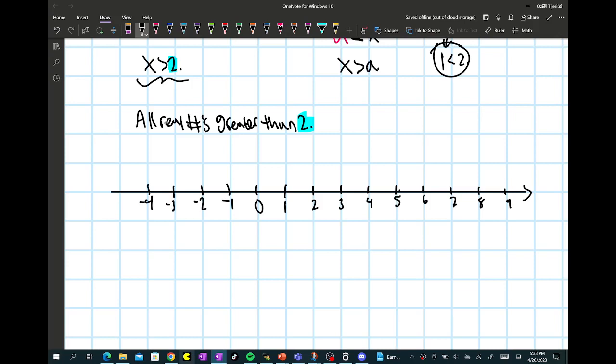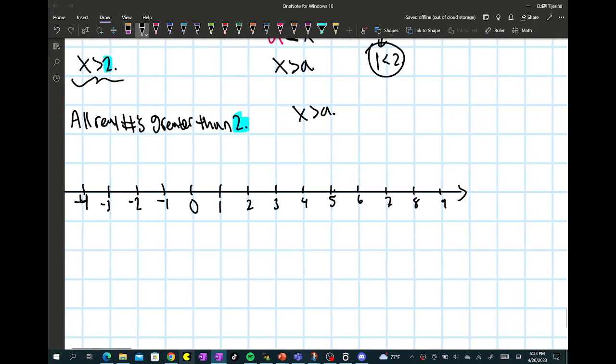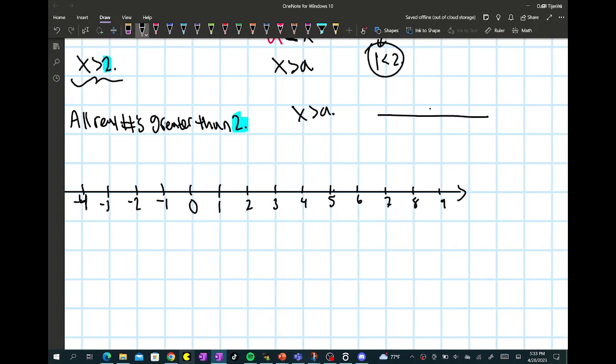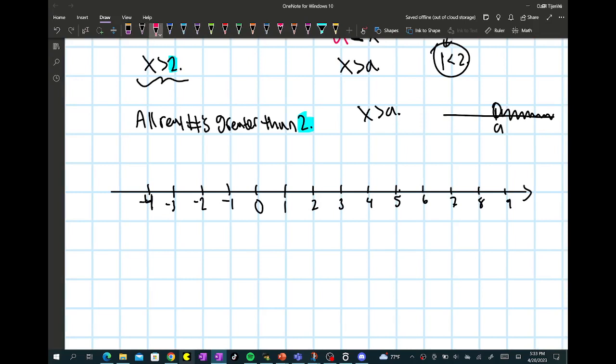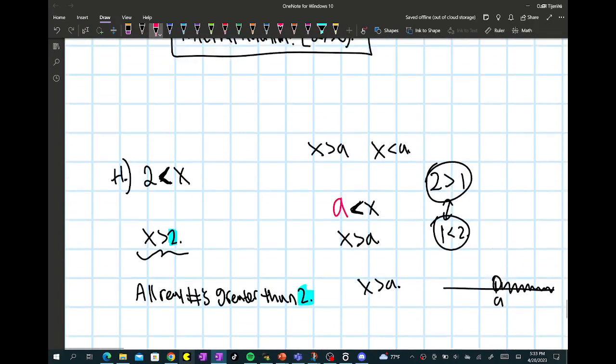Now, all right, it's greater than 2. Again, when x is greater than a, I'm going to show you guys really quick. Here's a, and we put an open dot here and shade to the right. Now this is x is greater than 2. So what that means is I'm going to do an open circle at 2, and I'm going to shade to the right because I want all the real numbers that are greater than 2.